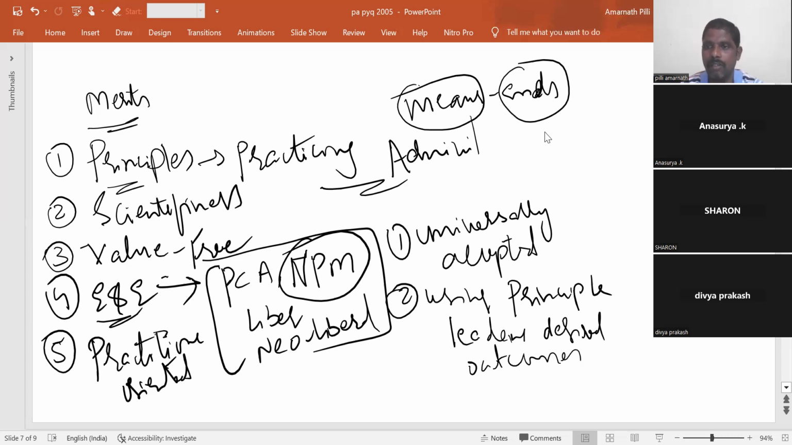No, sir. It should be given value. Should it be value-free or value oriented? Value oriented. Public administration should be value oriented because ultimately, publicness is the essence of public administration. It cannot be mechanistic. It cannot be value free.